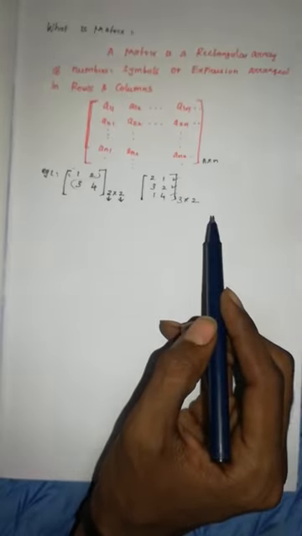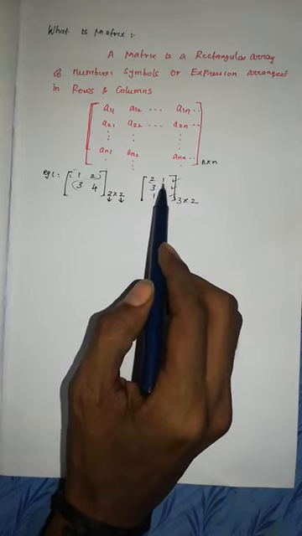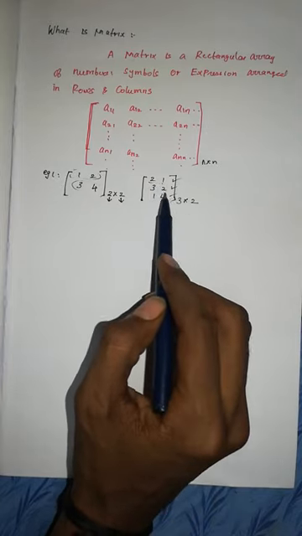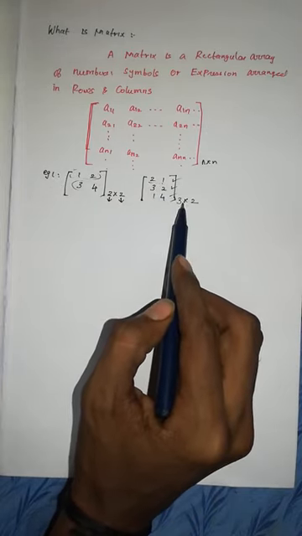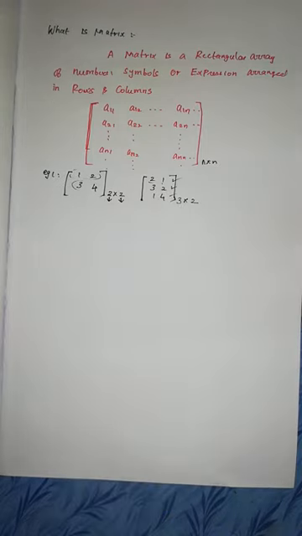Now you look at this matrix. Here I have 2, 1, 2, 3. So I have 3 rows and 2 columns. So I represent this matrix as a 3 cross 2 matrix. So this is an example of a matrix. A matrix is a rectangular array of numbers, symbols or expressions arranged in rows and columns.